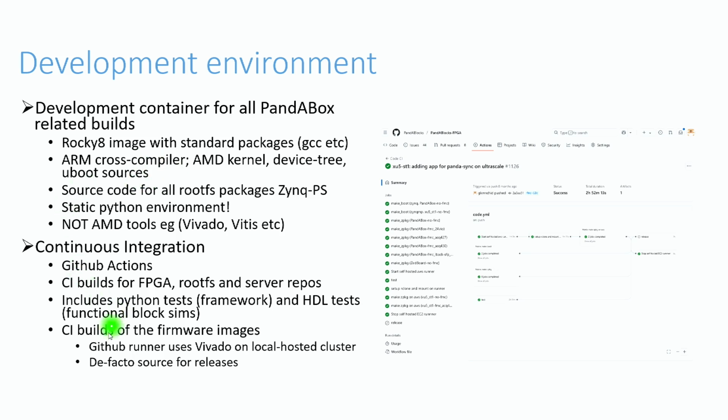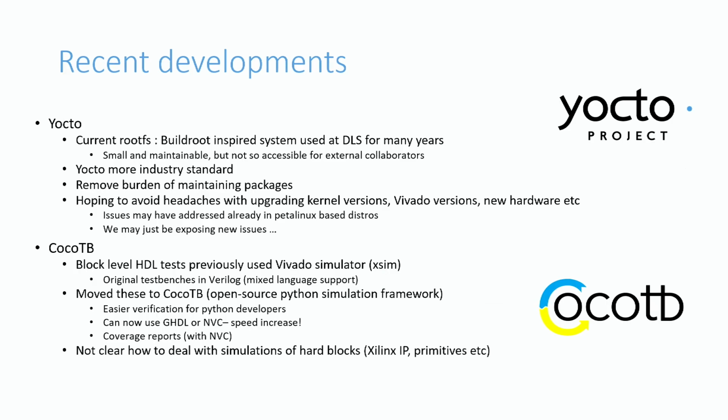We also do CI using GitHub Actions for all 3 of the main repos, the FPGA, rootfs, and server. We have unit tests, both for Python, which test the actual framework itself, and the Jinja templating, etc. And then HDL tests for all of the functional blocks. And we do a CI build of the firmware images using a self-hosted GitHub runner on our local cluster. And that then becomes the de facto source for our releases.